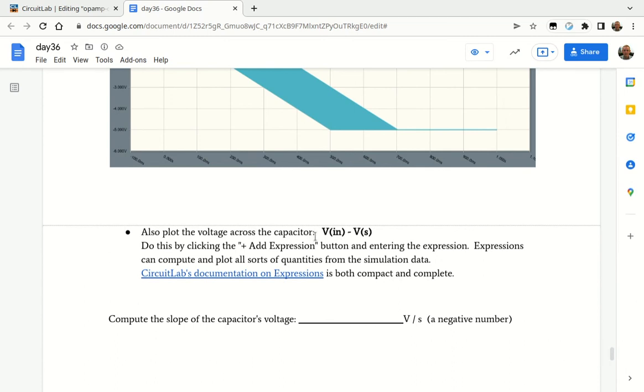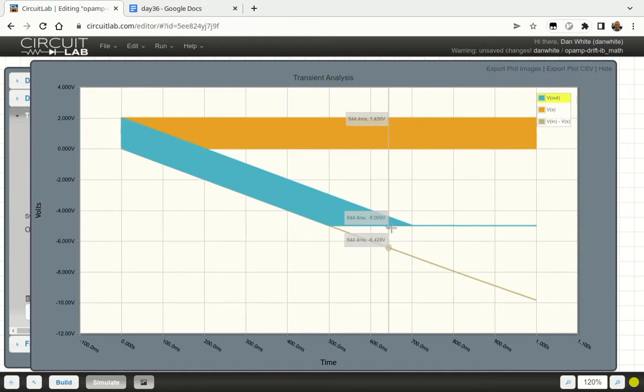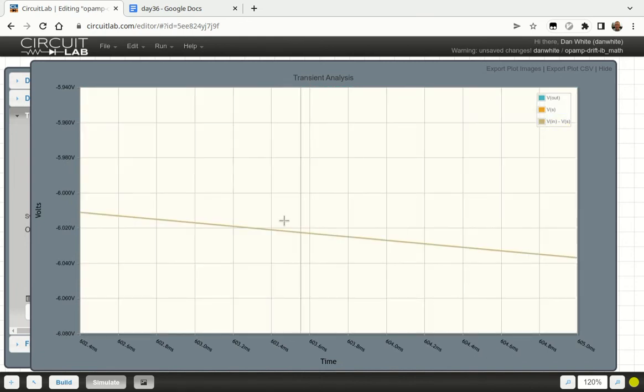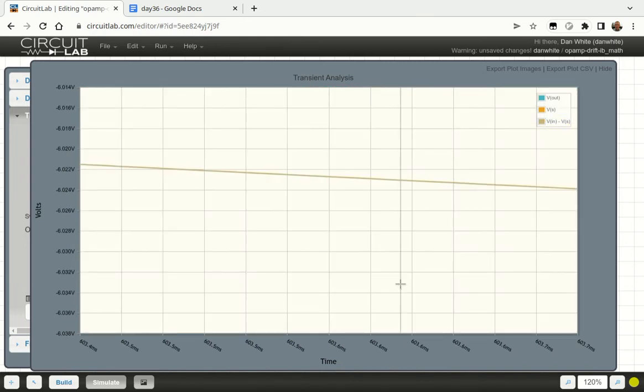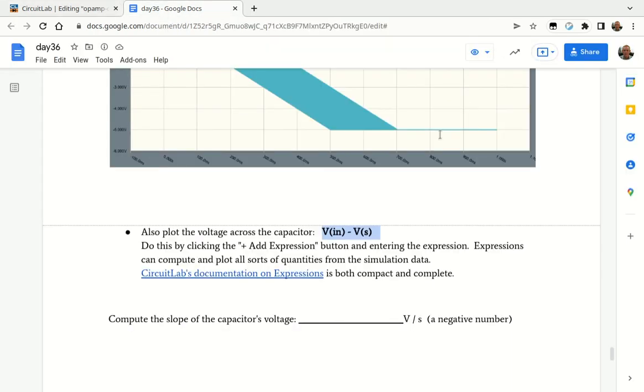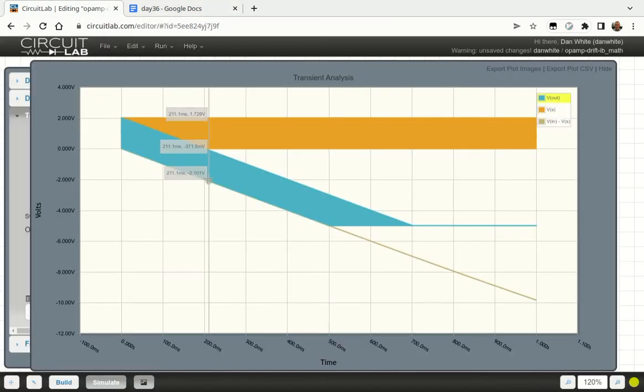All right, so we have Vn minus Vs. This is the voltage across the capacitor. Here, this gold line down at the bottom is the voltage across the capacitor. You notice that it is constant-ish. We could zoom into this and see, but it looks pretty constant, I think. What's going on? What's the slope of this? The slope is the interesting thing.